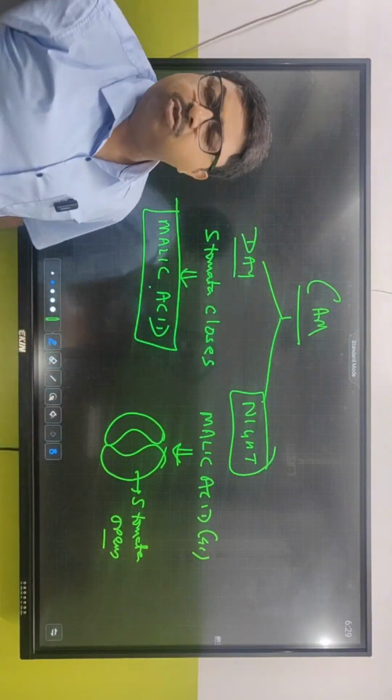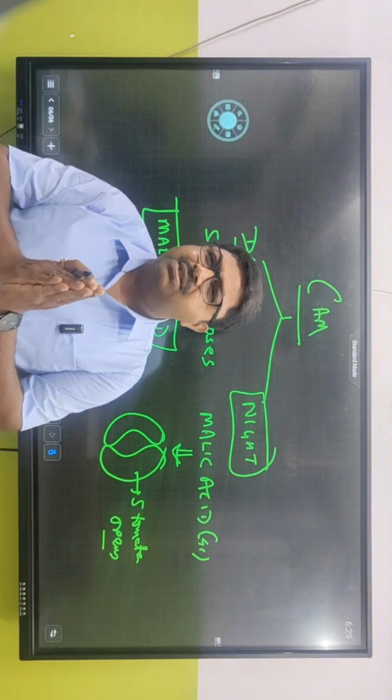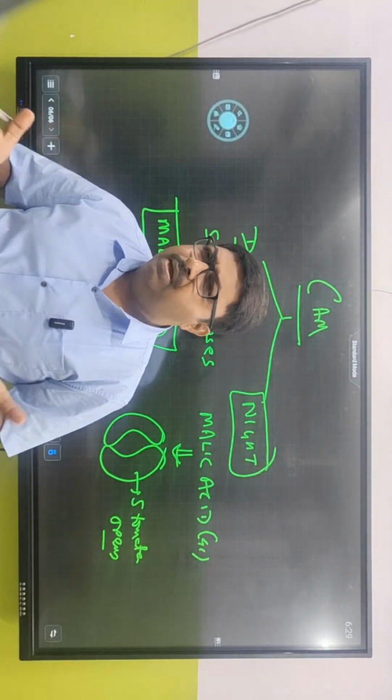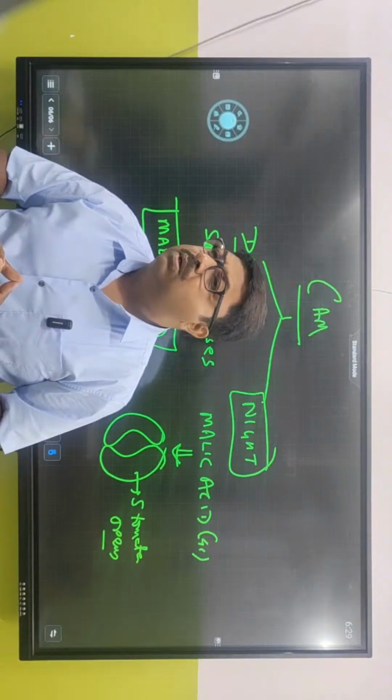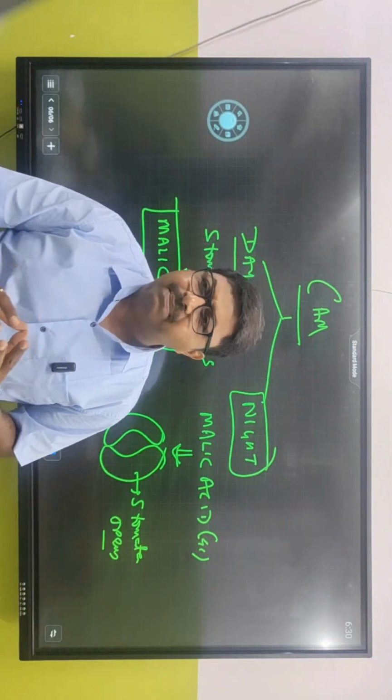So during night, if the stomata open, tell me, water loss কম হবে না বেশি হবে? In desert conditions temperature কেমন থাকে? কম থাকে। Water loss কম হবে না বেশি হবে? কম হবে। So this is the mechanism of what? Of preventing water loss by these xerophytic plants.